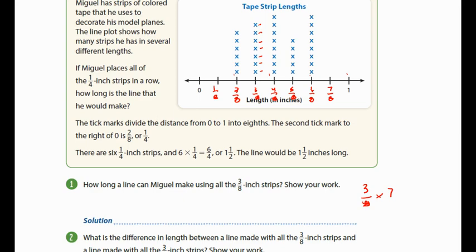Number two, what is the difference between a line made with all 3/8 inch strips and a line made with all 3/4 inch strips? So what we would have to do here, guys, is take our answer for number one, subtract it from 4/8 times whatever that number of x's is, and then that would be our answer. So go ahead and try 1 and 2, and then come back and we will check those answers.